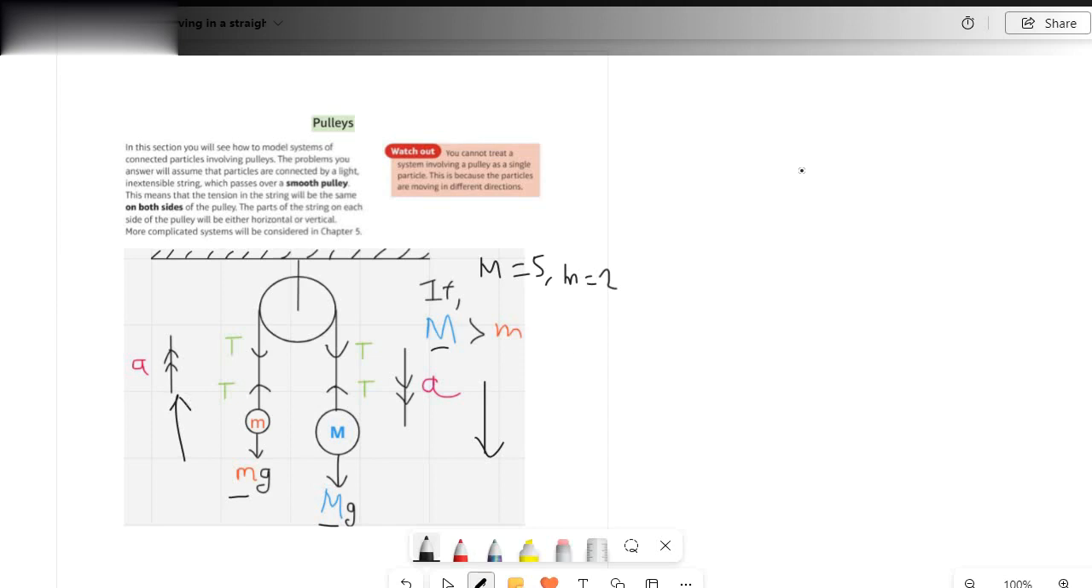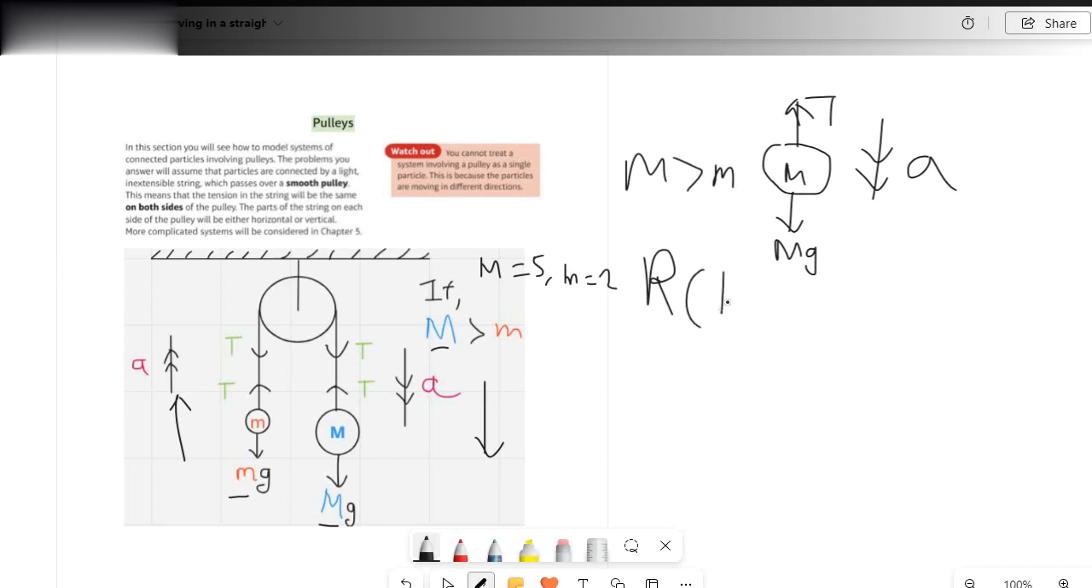So now let's consider the motion of the mass of the capital M. So if this is M, then this will be capital Mg, and upwards will be tension acting, and the acceleration will be downwards because M is greater than the small letter m. So this is a. Therefore, resolving downwards, we can say that Mg minus tension will be equal to Ma because of the equation F equals ma, or the resultant force, which is downwards, is equal to mass of the particle multiplied with the acceleration.